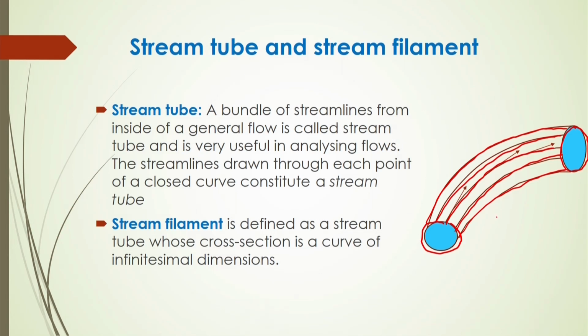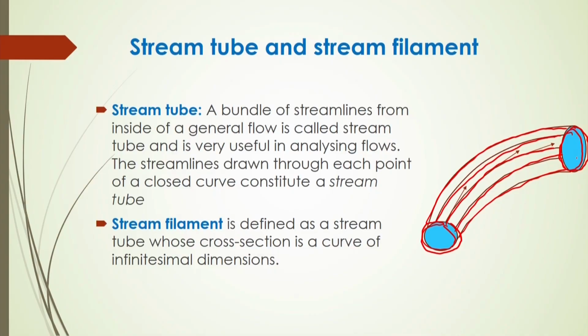In this case, the stream filament is nothing but a stream tube whose cross section is a curve of infinitesimal dimensions. So, in this case, this cross section should be very small. If you consider that the cross section is very small, or as a point here, you can represent the fluid flow in a refined manner.